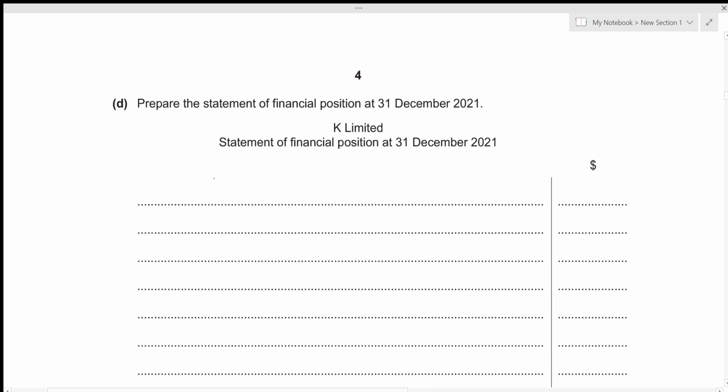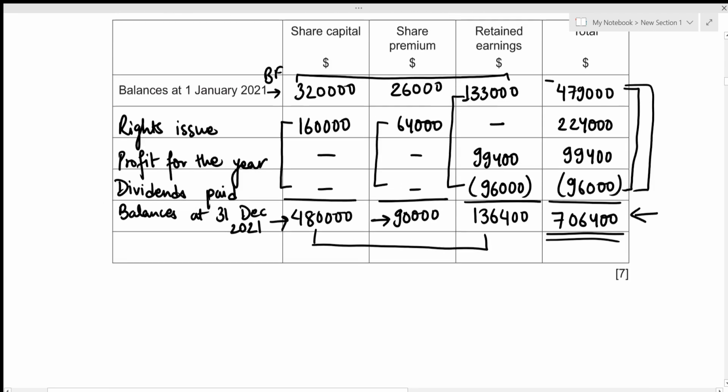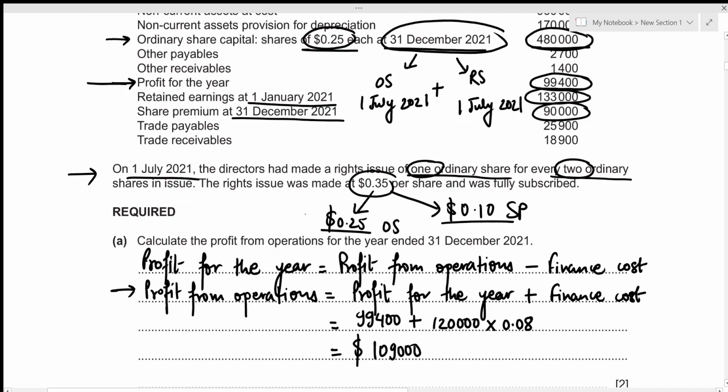For the fourth part of this question, we need to prepare the statement of financial position at 31st December 2021. Okay, so we will be starting with our assets section. And we will be categorizing our assets into two types. So the first one is non-current assets. Let's have a look at our above information to figure out the non-current assets.